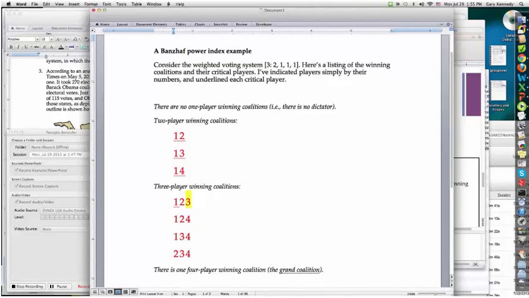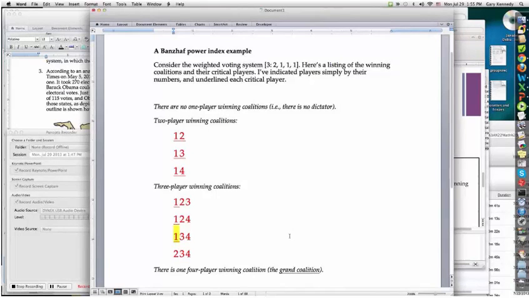The same reasoning applies to the coalition 1, 2, and 4. 1 is critical because if 1 is removed, it won't be a winning coalition. However, if you remove 2 or you remove 4, you still have a winning coalition, as you can see above, and therefore only player 1 is critical. A similar analysis shows that in the coalition 1, 3, 4, only player 1 is critical.